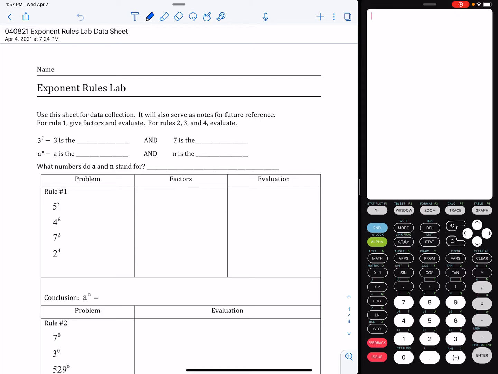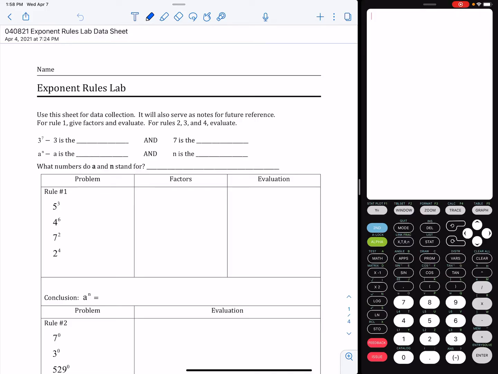So let me explain. Here's our data sheet that you're going to use, okay? It's going to be a good idea if you can print this. So do the best that you can, please. The first one says, use this sheet for data collection. It will also serve as notes for future reference. For rule number 1, give factors and evaluate. I'll explain that in a minute. For rules 2, 3, and 4, just evaluate.